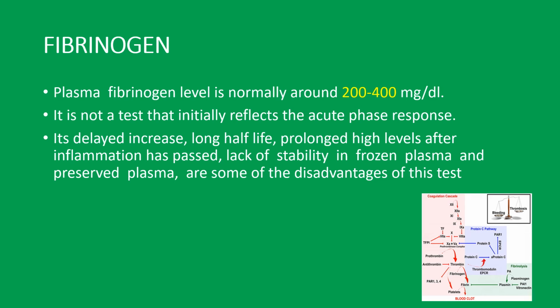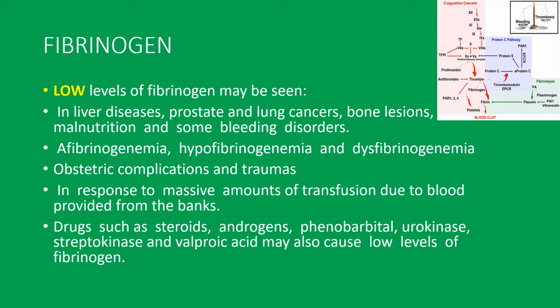In comparison with your ESR and CRP, fibrinogen is not a test that initially reflects the acute phase response because of its delayed increase, a long half-life, and prolonged high levels after inflammation has passed. It also lacks stability in frozen plasma and preserved plasma, and these are some of the disadvantages of this test. Low levels of fibrinogen may be seen in liver diseases, prostate and lung cancer, including bone lesions, malnutrition, and some bleeding disorders.